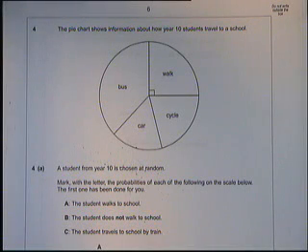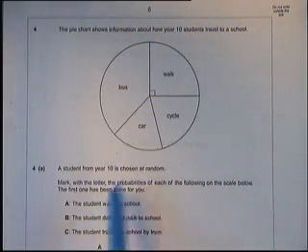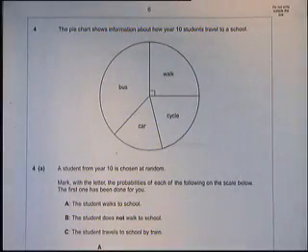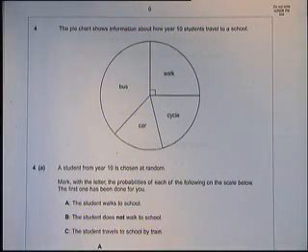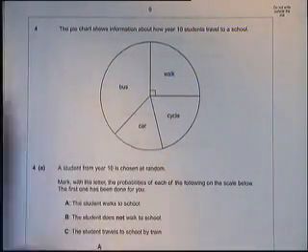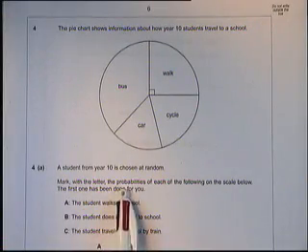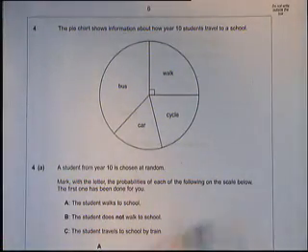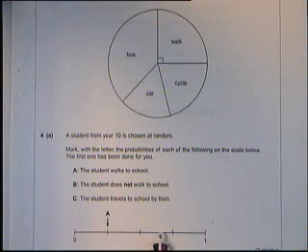This is question 4, Unit 1 Foundation from June 2011. We have a pie chart showing Year 10 and how they got to school. Part A says, a student from Year 10 is chosen at random. Mark with a letter the probabilities of each of the following on this scale down here. The first one has been done for you.